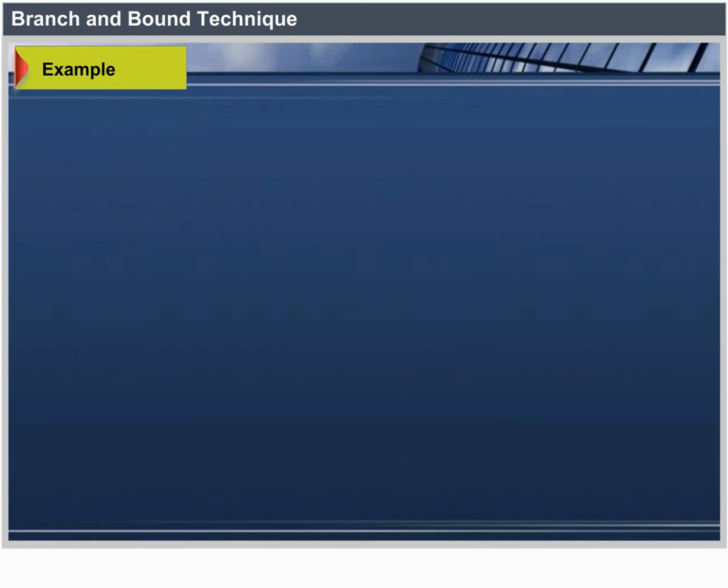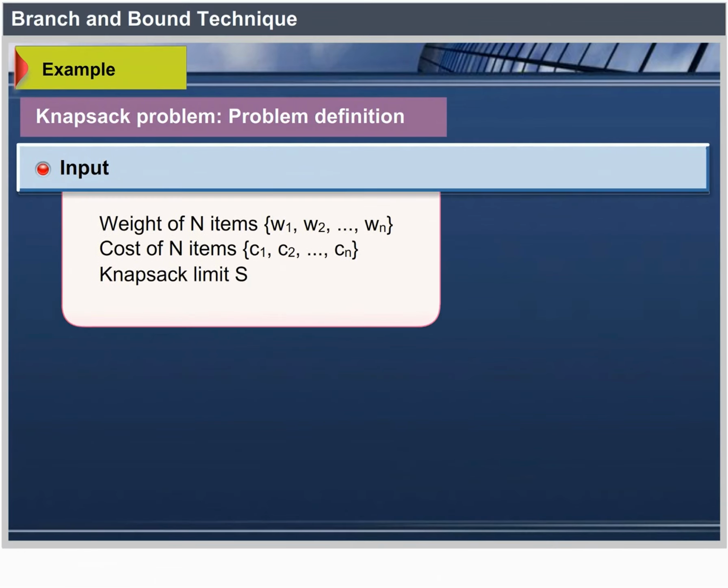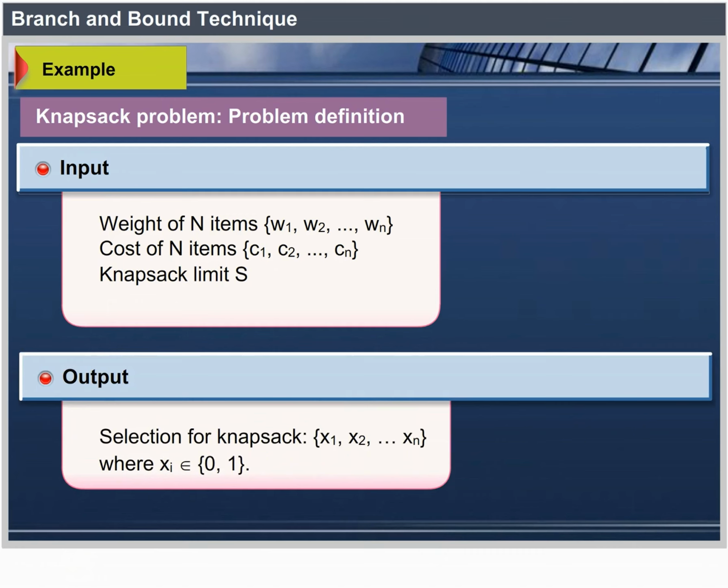Example: knapsack problem. Problem definition. Input: weight of n items, W1, W2 up to Wn. Cost of n items, C1, C2 up to Cn. Knapsack limit S. Output: selection for knapsack, X1, X2 up to Xn, where Xi belongs to {0, 1}.